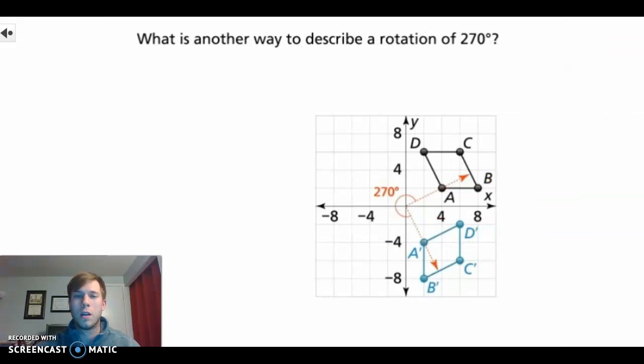new figure. I want you guys to think about an answer, or just try to come up and describe what's another way that we could identify this rotation. Okay, so we say this is a rotation of 270 degrees. Is there any other way that you could identify this rotation? Go ahead and take a moment with that.